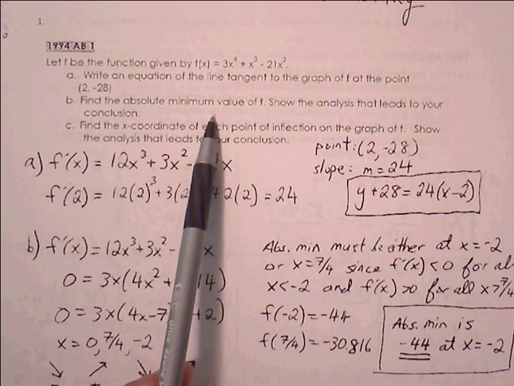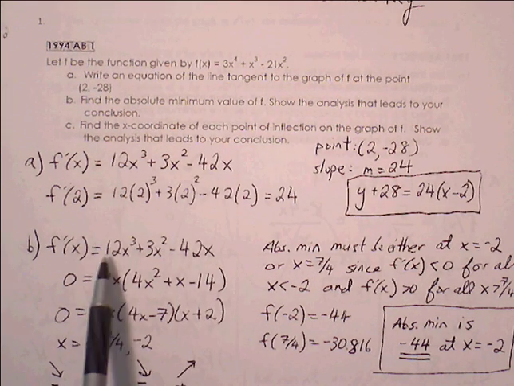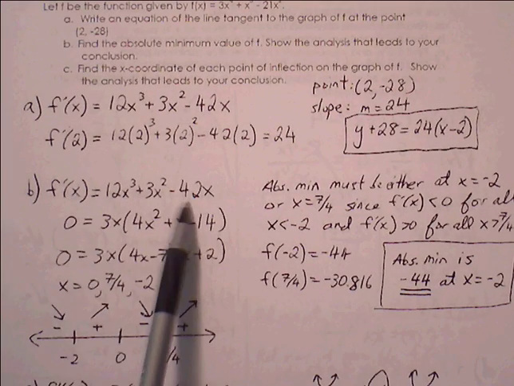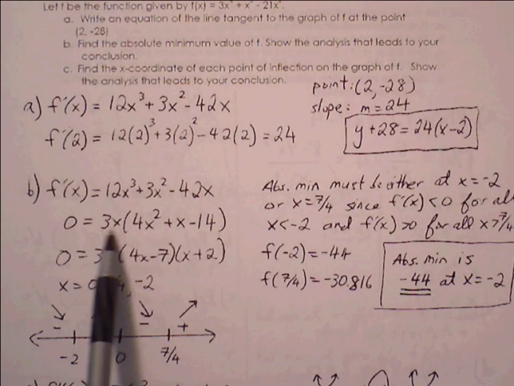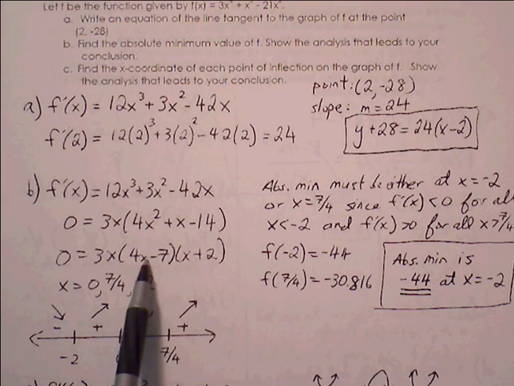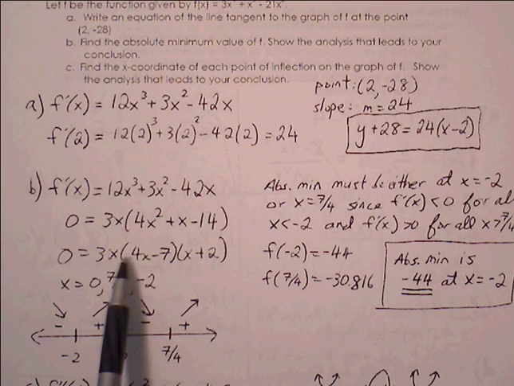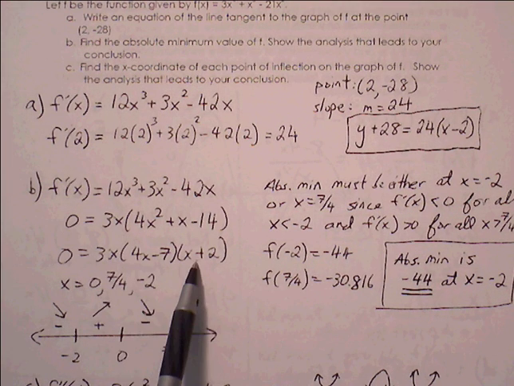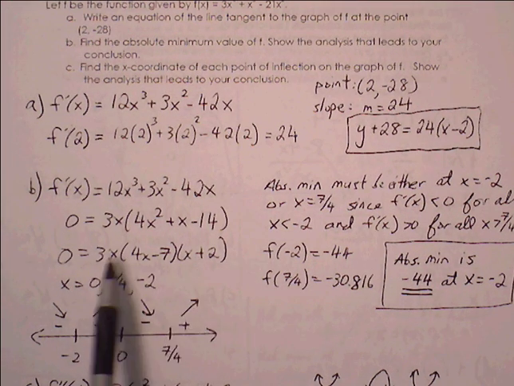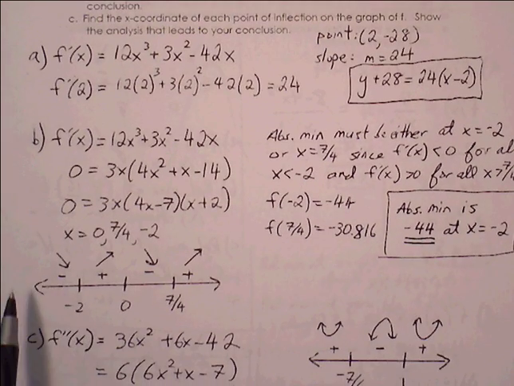All right, so let's find the critical points from f prime. We have our f prime from part A. We set our derivative equal to 0. Here I can factor out the 3x, so I get 4x squared plus x minus 14. Continue factoring, I get (4x minus 7) times (x plus 2). The critical points that I get by setting each part equal to 0 are x equals 0, x equals 7/4, and x equals negative 2.